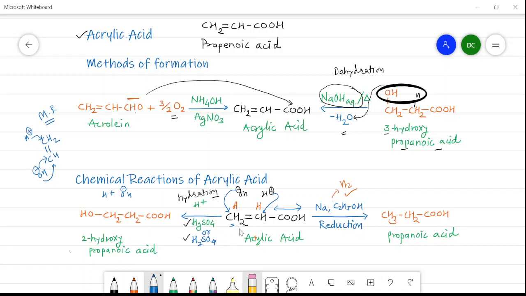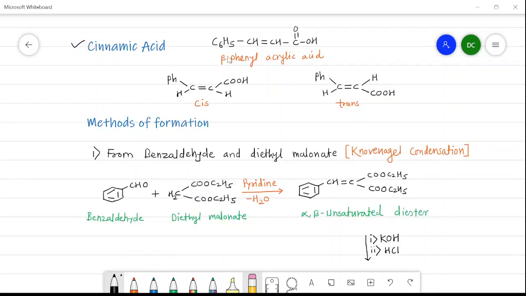Now we will see the second unsaturated acid, that is cinnamic acid. The structure for cinnamic acid is C6H5 single bond CH, double bond CH, which is attached to the carboxyl group. The name is beta phenyl acrylic acid. Why? Because this is the alpha carbon, it is the beta carbon, and when we number the carbons, this is the first carbon, second carbon, and third carbon.